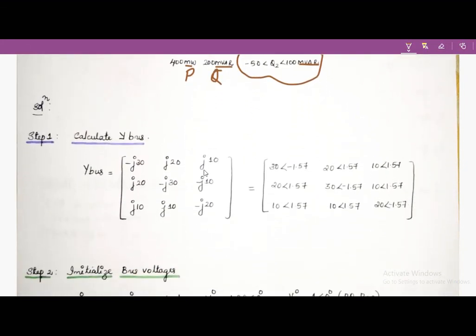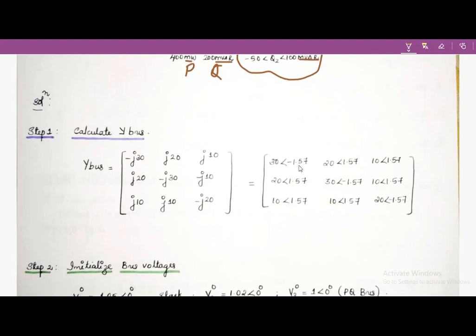And in the fast decoupled load flow method, you need Y bus both in rectangular form as well as in polar form. So this is that in rectangular form, and this is that in polar form. And remember, here the angle is in radian, not in degree.